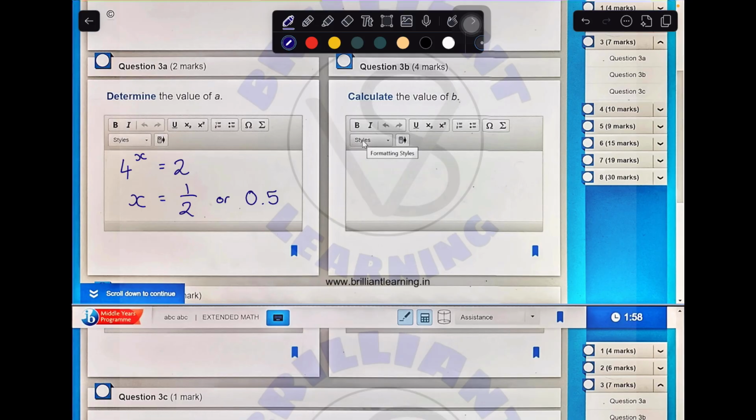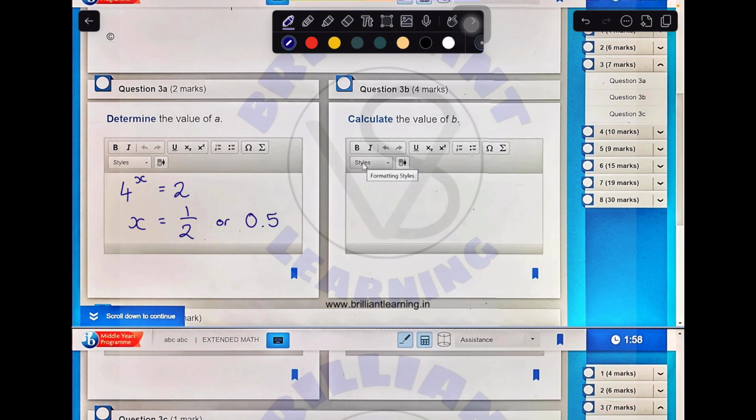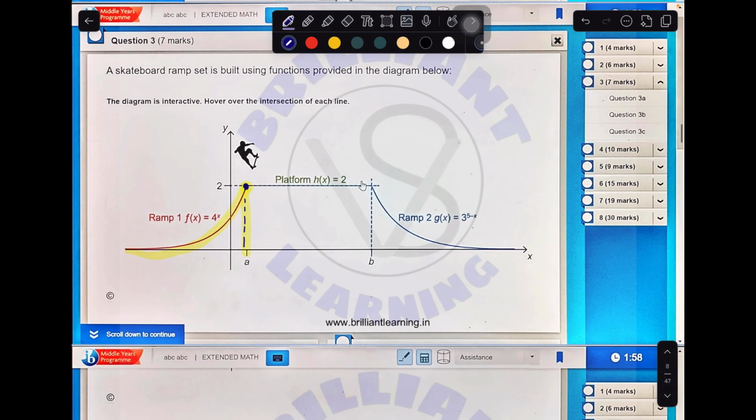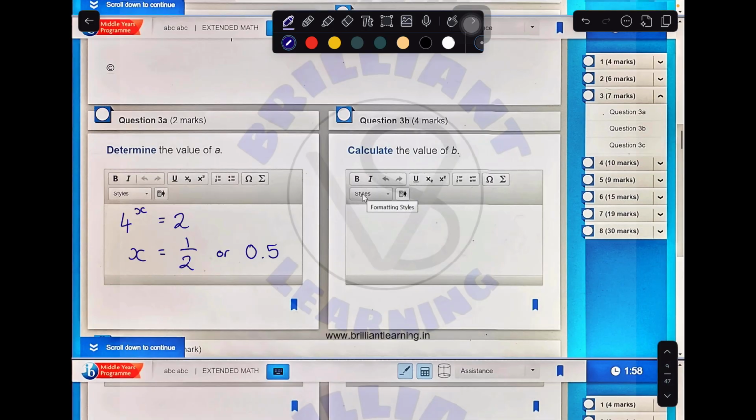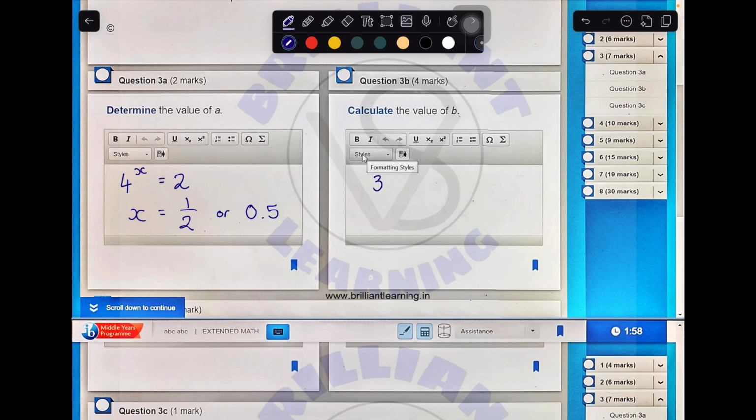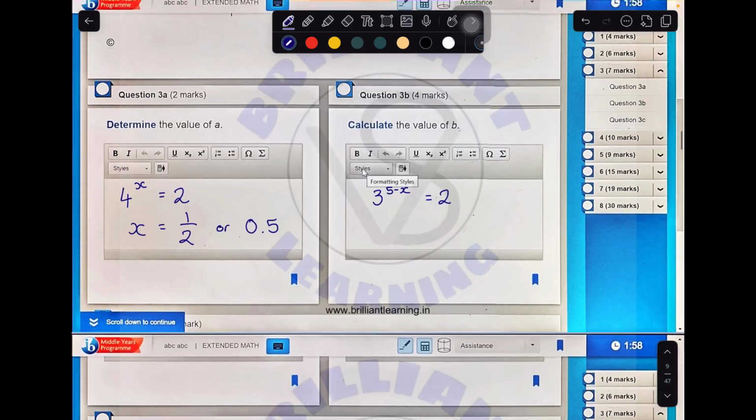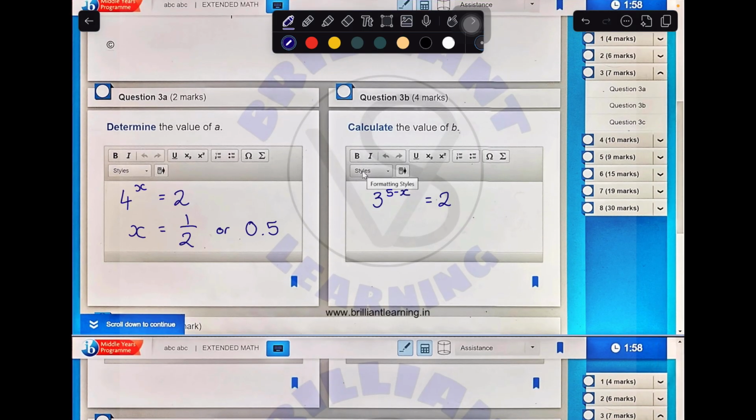For B, you're going to do a very, very similar thing, with the exception of you are using g of x this time. So 3 to the power of 5 minus x is equal to 2. Okay, so is this a calculator question? I believe so. Yes, it is. Okay, so grab your calculator. You can use logs to solve this.